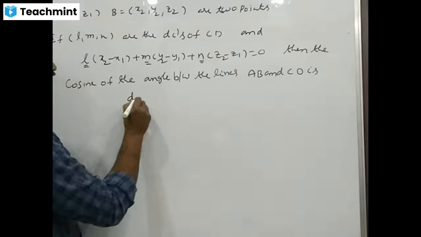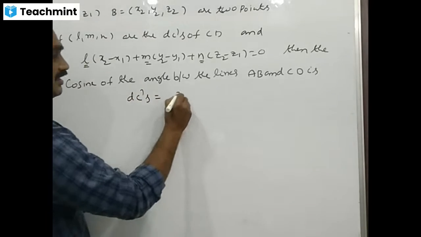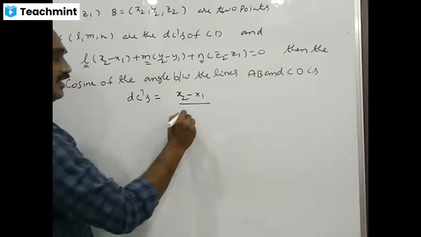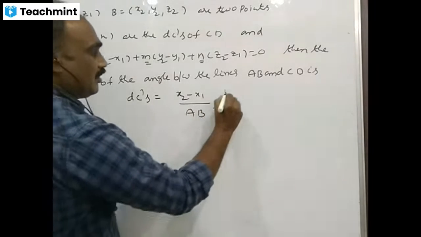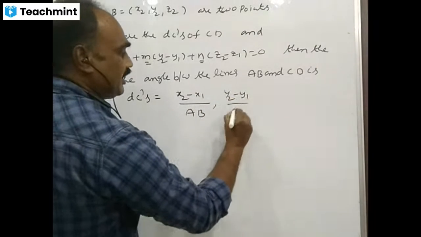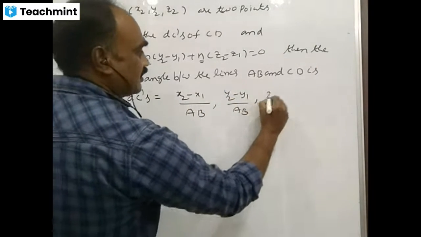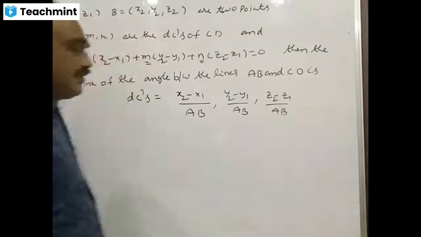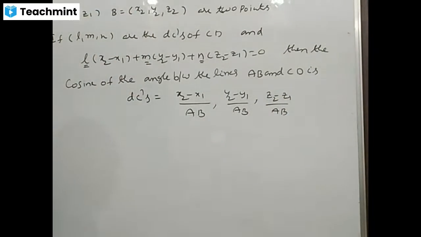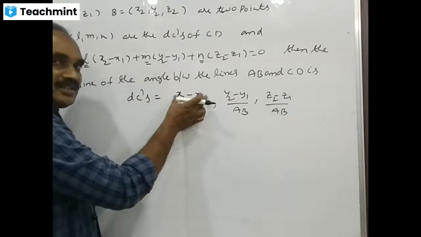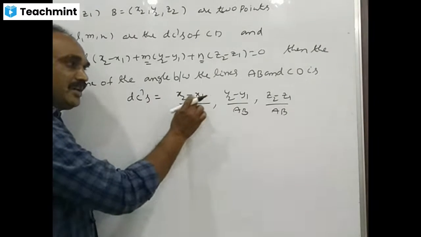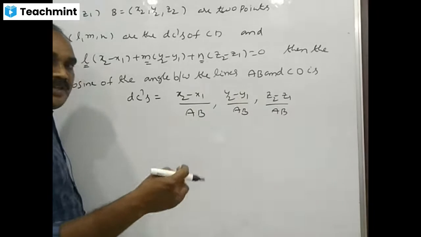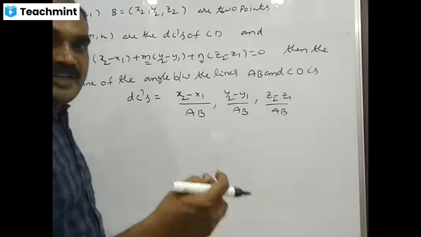What are direction cosines, friends? Direction cosines are x2 minus x1 by AB, comma, y2 minus y1 by AB, comma, z2 minus z1 by AB. So direction cosines of AB, these are direction ratios. Direction cosines are x2 minus x1 by root of (x2 minus x1) whole squared plus (y2 minus y1) whole squared plus (z2 minus z1) whole squared.